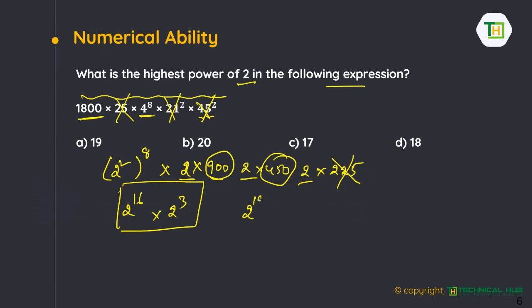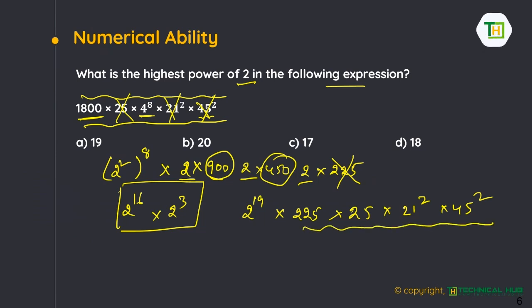2 power 19. This entire expression value is 2 power 19 into what are the values we have not taken in this expression? One is 225 and the second one is 25 and the third one is 21 square and the fourth one is 45 square. These are the values it is not possible to convert into powers of 2. So the highest power of 2 in this entire expression is equal to how much? 19. Option A is the right answer.